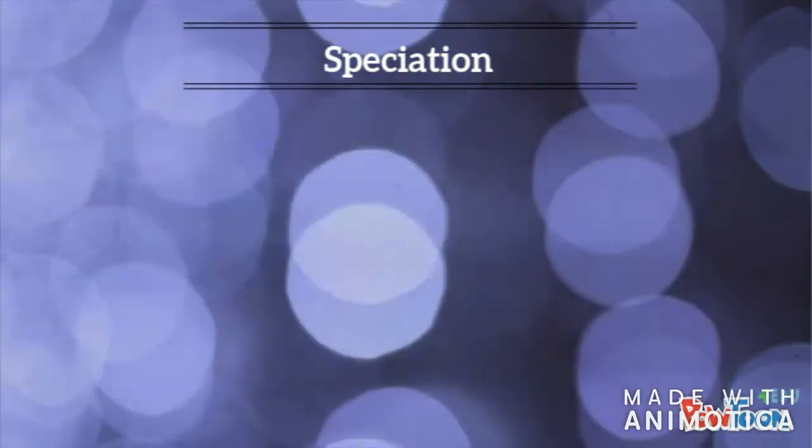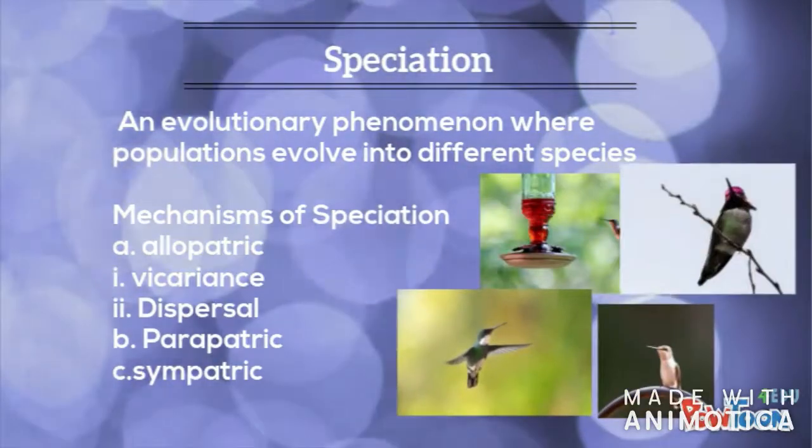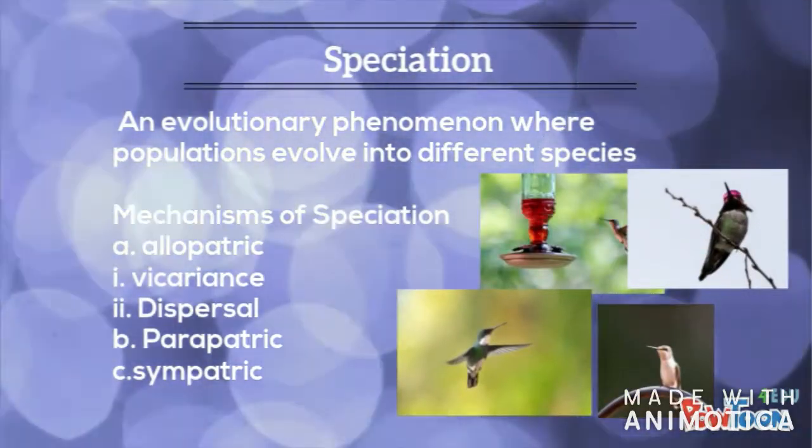Speciation is a phenomenon where populations evolve into different species. There are several parts to the mechanism of speciation.